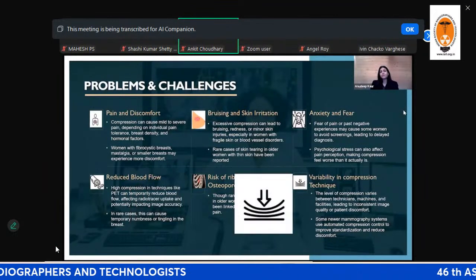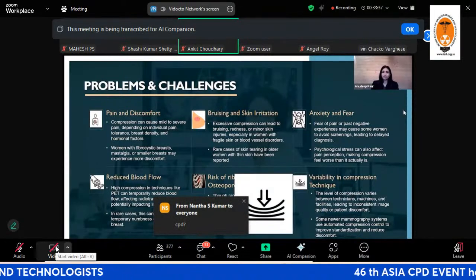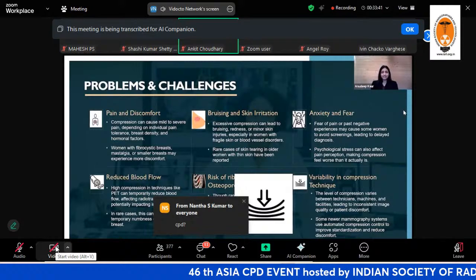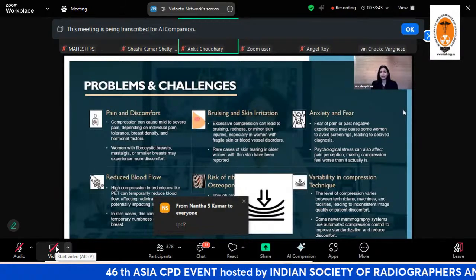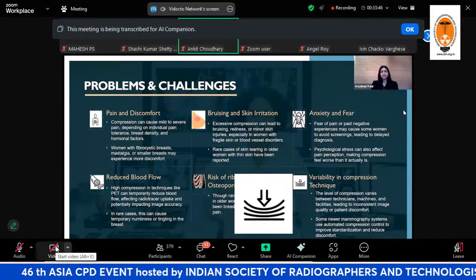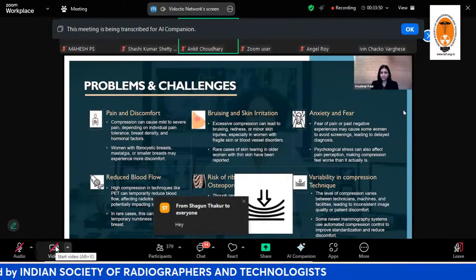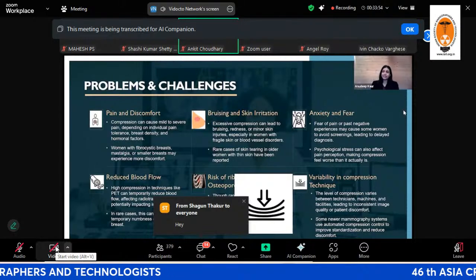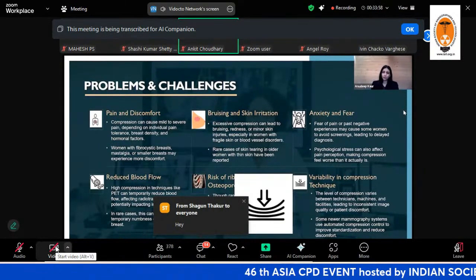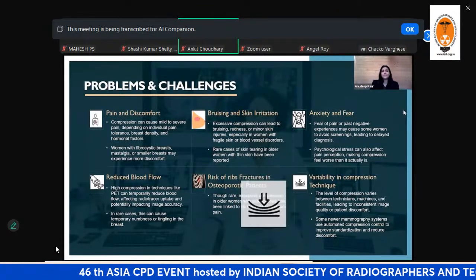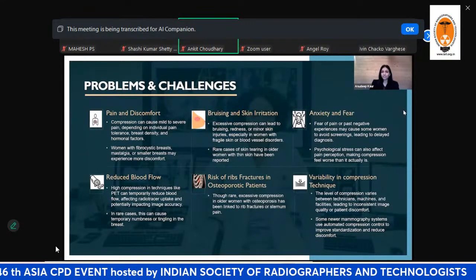And lastly, because the compression for different people will depend on how much a technologist deems it to be correct, everyone has a different way of looking at it and applying the compression, right? So there are chances that there might be variability in the compression techniques from one hospital to another and between two technicians of the same hospital as well. These are the basic problems and challenges.